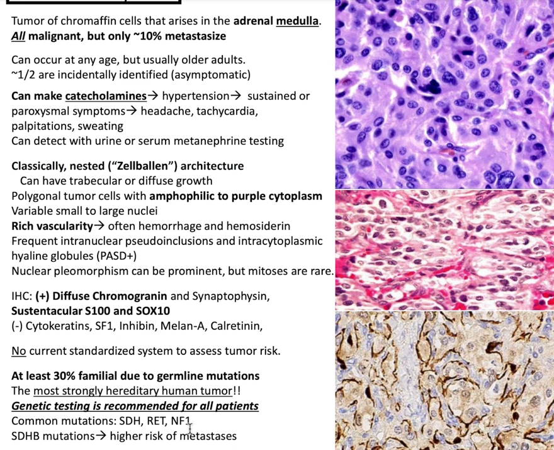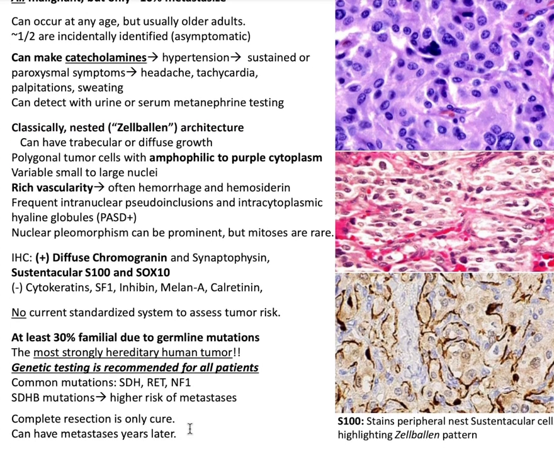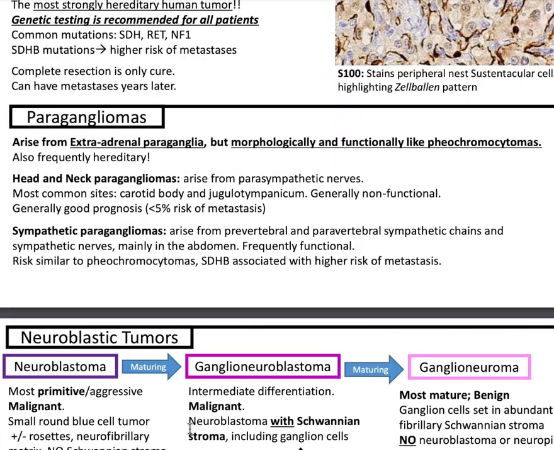At least 30% are familial due to germline mutations. Genetic testing is thus recommended for all patients. Paragangliomas arise from extraadrenal paraganglia, but are morphologically and functionally like pheochromocytomas. You can have head and neck paragangliomas and sympathetic paragangliomas.